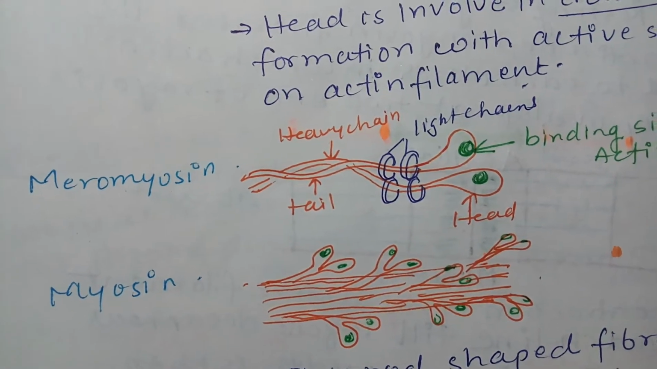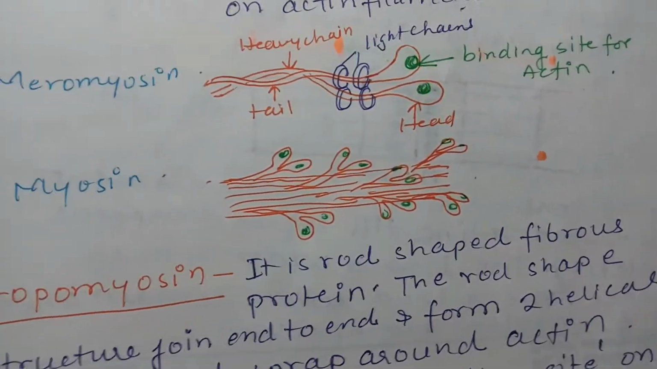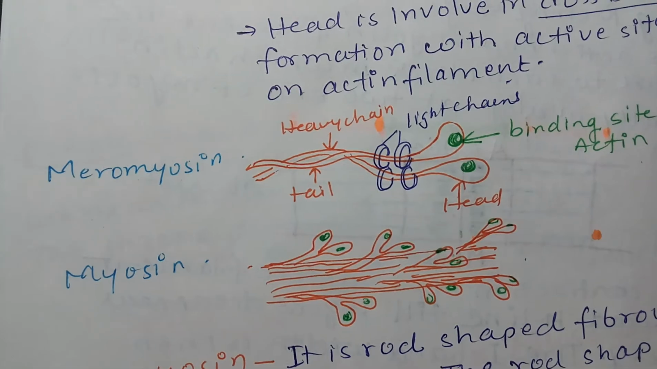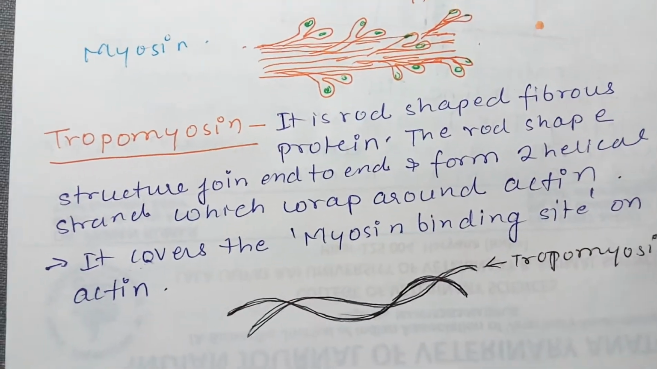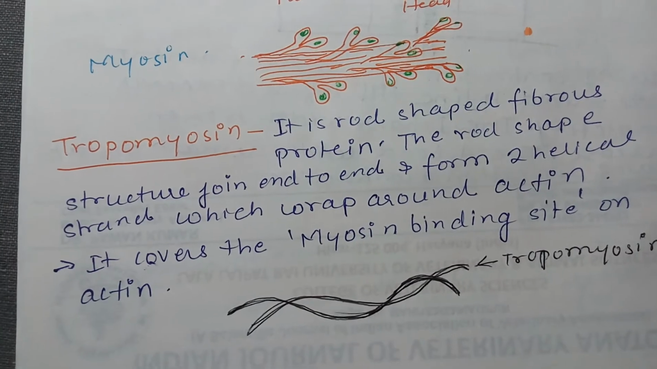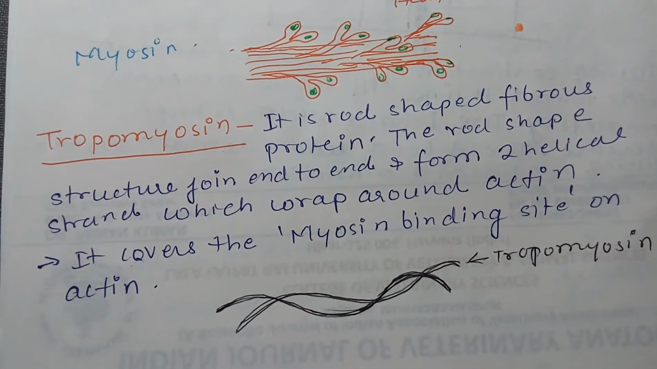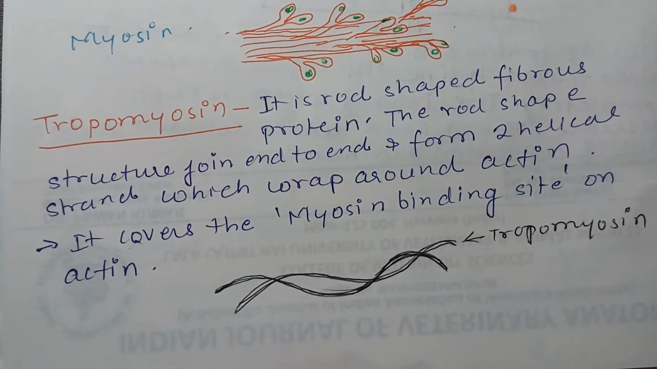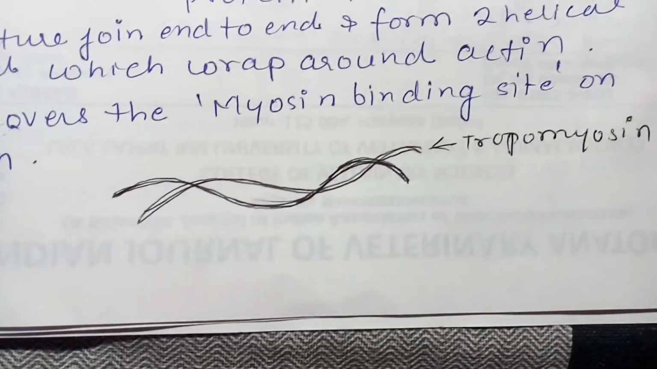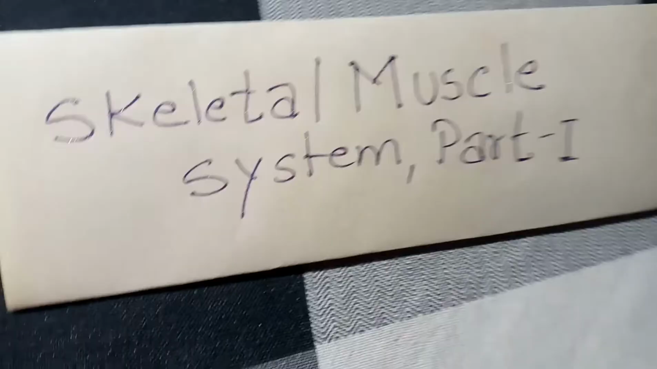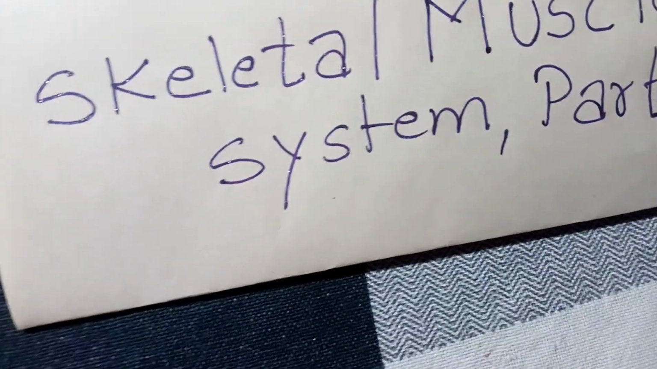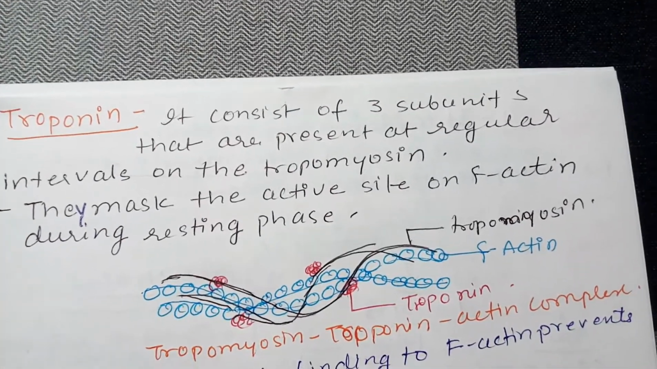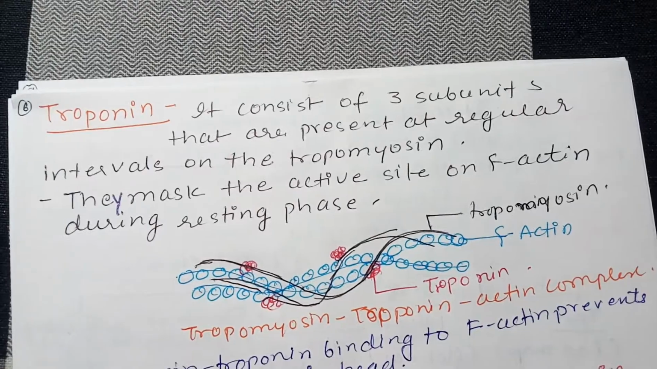The heads are projecting out, and these heads have active ATPase activity, plus they bind to the actin part. Now also look at the tropomyosin. It is a rod-shaped fibrous protein. The rod-shaped structures join end to end and form two helical strands which wrap around actin. It covers the myosin binding site on actin. So this is how the tropomyosin looks. Now troponin consists of three subunits. They are present at regular intervals on tropomyosin. They mask the active site on F-actin during the resting phase.